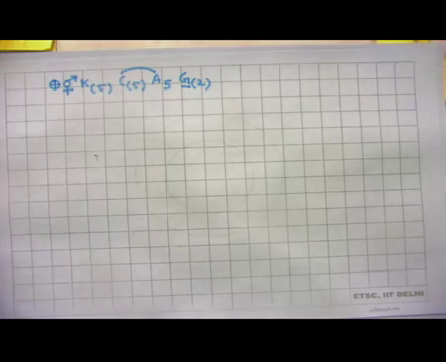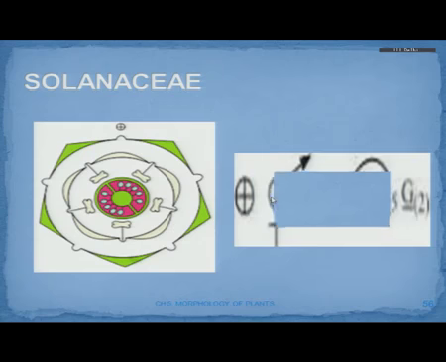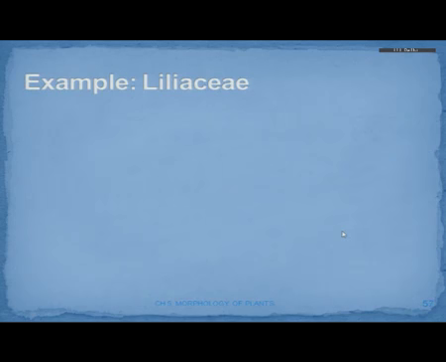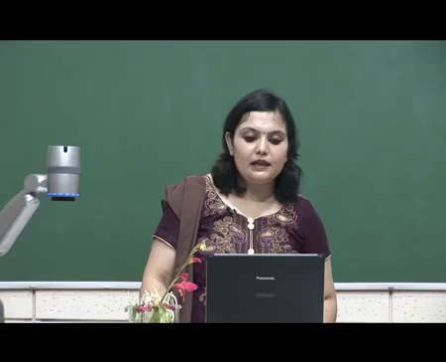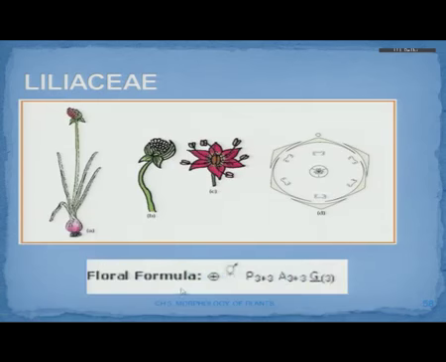There is axile placentation. We cannot show the axile placentation by the floral formula, but it can be shown in the floral diagram. So, this is the floral diagram given in your book, and this is the floral formula which we have just arrived at. Do not try to learn it, try to make it up on your own. Now, Liliaceae family. Here the flower is actinomorphic, bisexual, hypogynous, tepals 3 plus 3, stamens 3 plus 3. Let us see the structure. Yes, this is the floral formula of Liliaceae family.